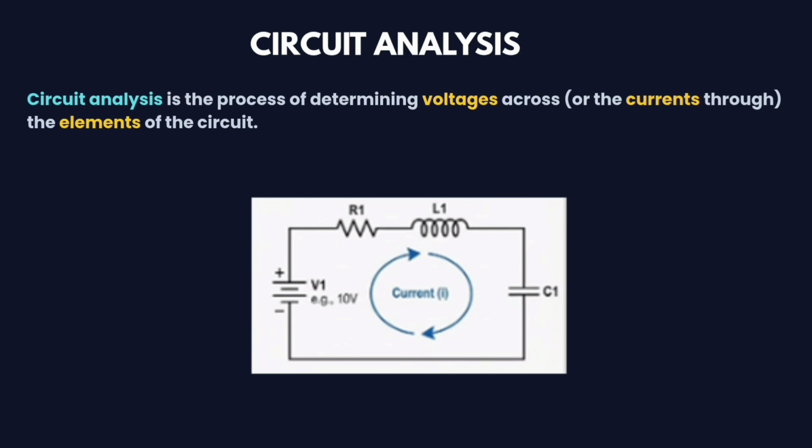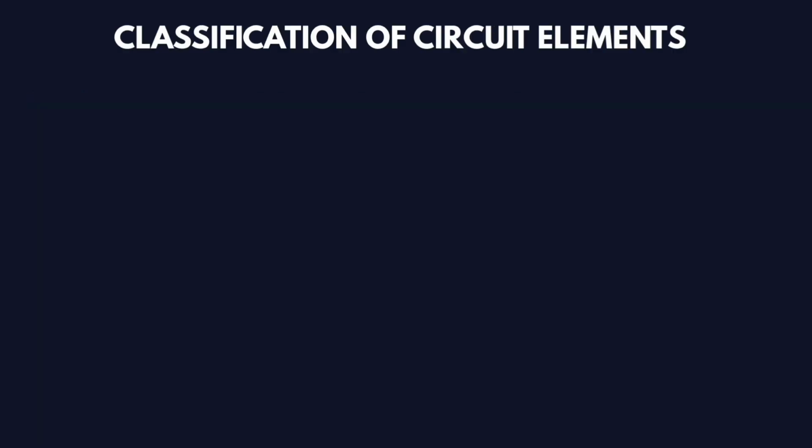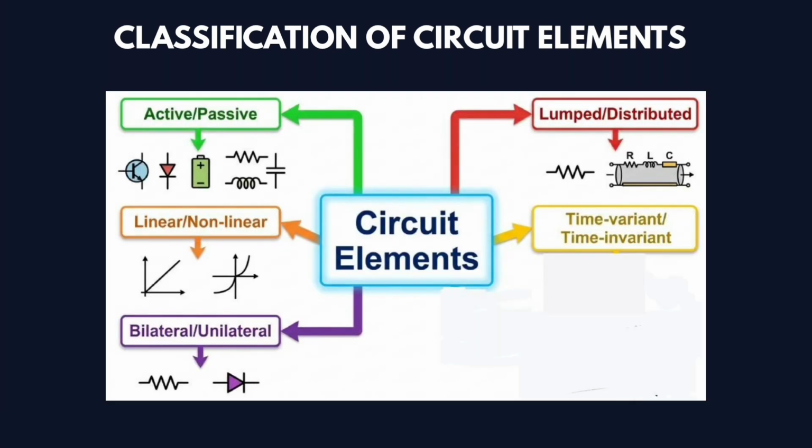Since different circuit elements behave differently, we classify them into different categories to make circuit analysis easier. Based on their behavior, circuit elements are classified as active and passive, linear and nonlinear, bilateral and unilateral, lumped and distributed, time variant and time invariant. Now, let us understand each one.